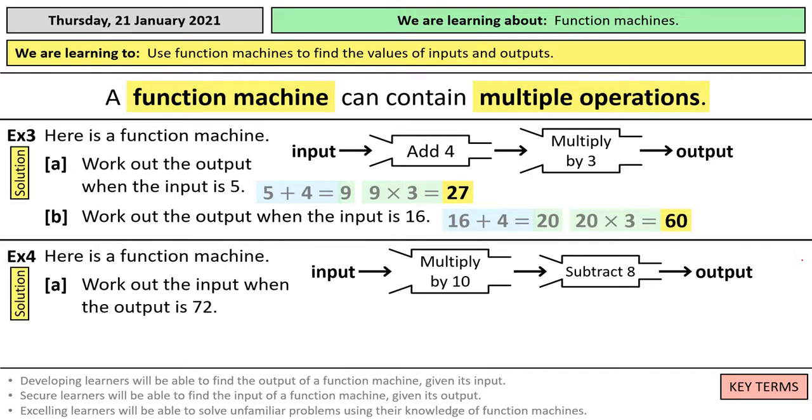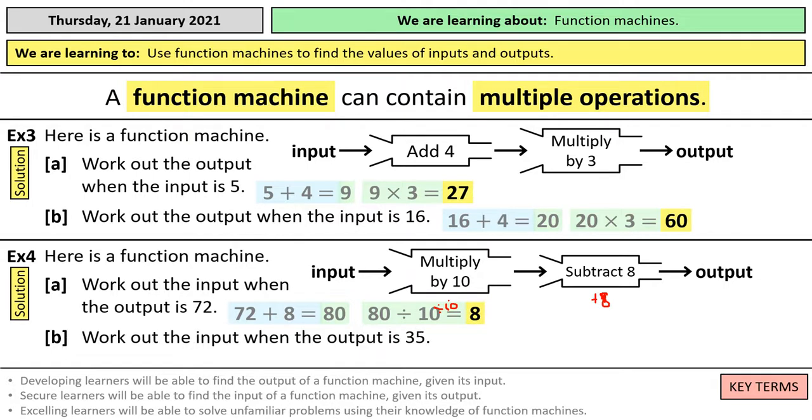And we have our next example. So we have a function machine. We have an input, we're multiplying by 10 first, then subtracting 8. So work out the input when the output is 72. So this one, they've told us the output, they've told us our final answer, so now we have to work in reverse. So what's the opposite of subtract 8? It's going to be add 8. And what's the opposite of multiply by 10? It's going to be divide by 10. So 72 add 8 gives an answer of 80. And then 80 divided by 10 gives us a value of 8.